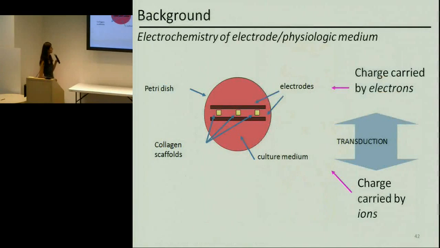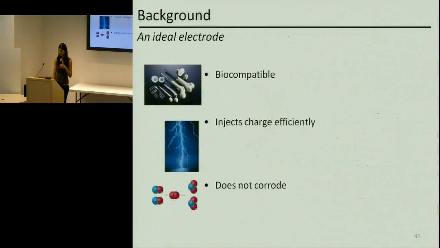The electrochemistry of electrons versus ions comes into play quite a lot. If we have short signals, we tend to ignore them. If we have long signals, anything probably longer than about 5 milliseconds, you need to perform some work to protect the cells from any corrosion or chemical reactions that take place in order to perform that transduction. So ideal electrodes need to be biocompatible, inject charge efficiently, and of course not corrode, because then there's evil stuff in the body or exposed to the cells.